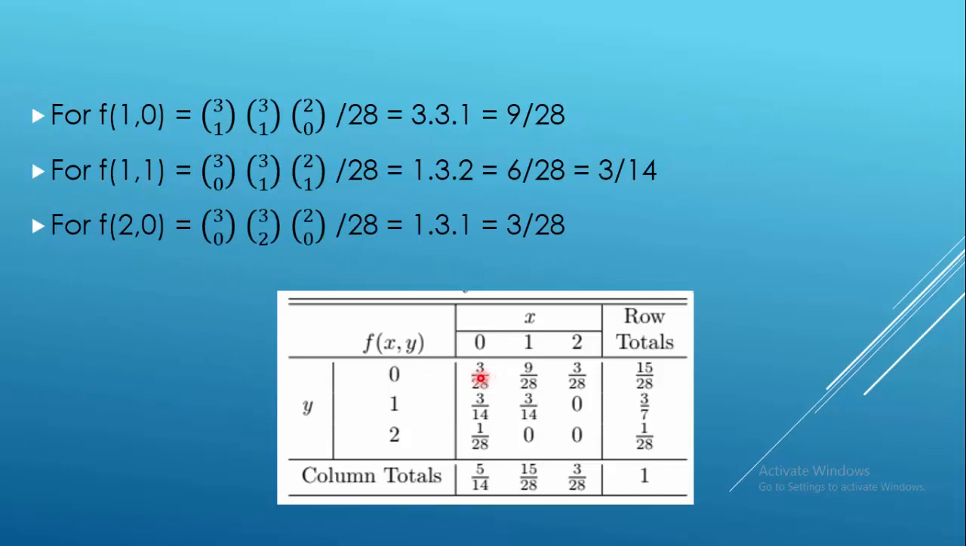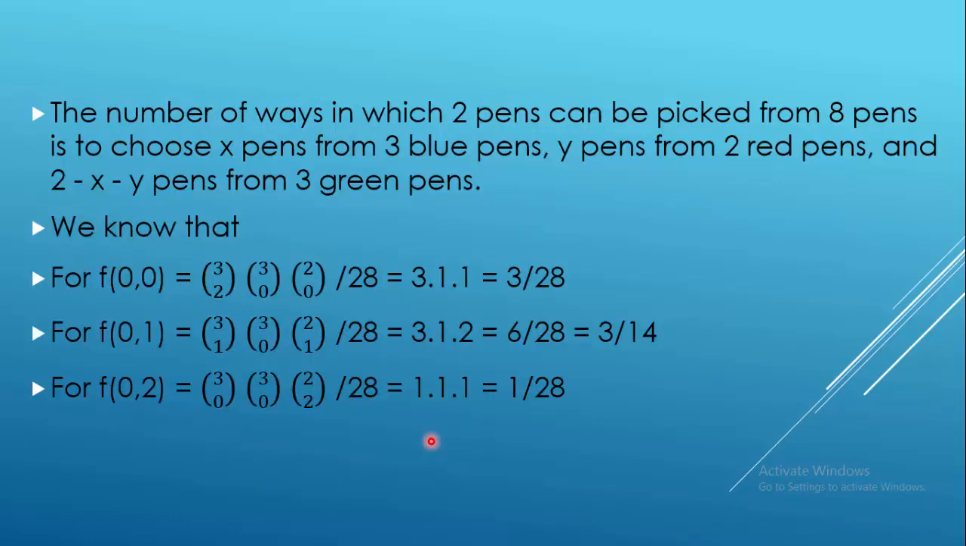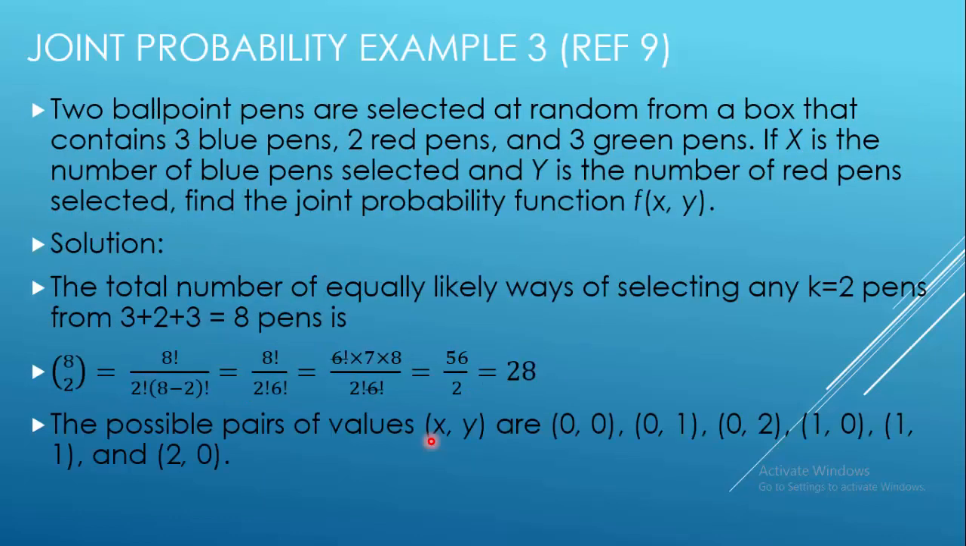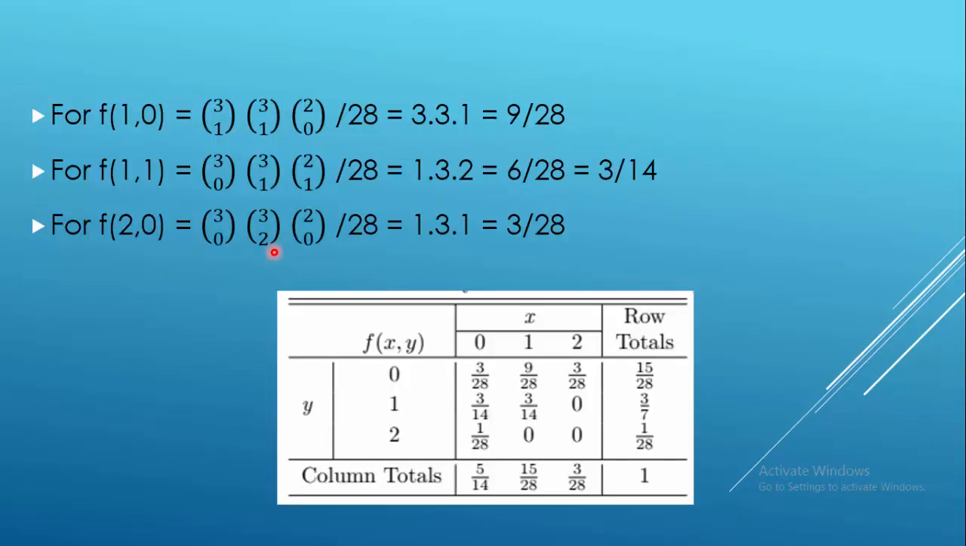So in this table you can see the probabilities for each combination. Here again the 0 represents that these combinations are not possible. You cannot have 2 comma 2, meaning 2 blue and 2 red ball pens. This is not possible, because in that case altogether it will become 4, which exceeds the total number of possible picks.